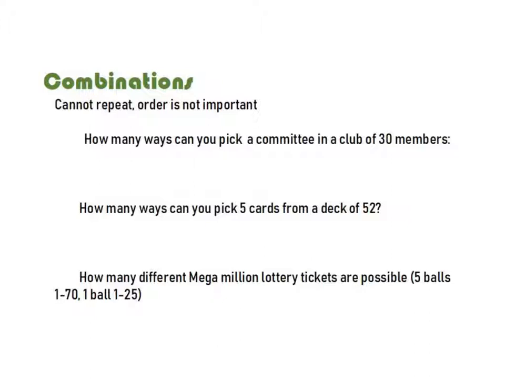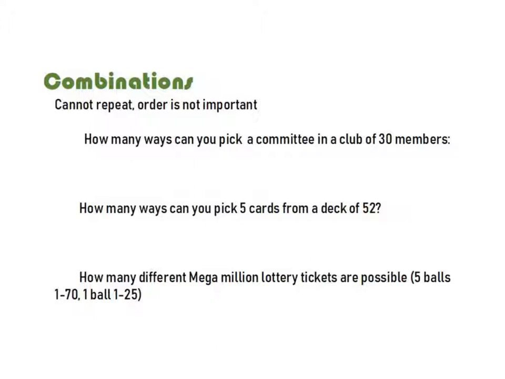Combinations. This one's pretty common because suddenly now we can't repeat, still can't repeat like we couldn't in permutations, but in combinations, order is no longer important. That's a biggie for this. Anytime you're worried about order being unimportant, you go combinations.